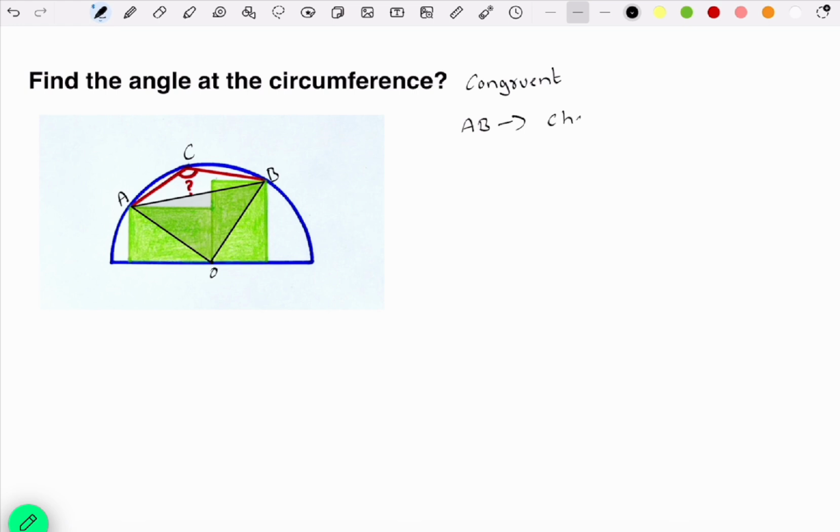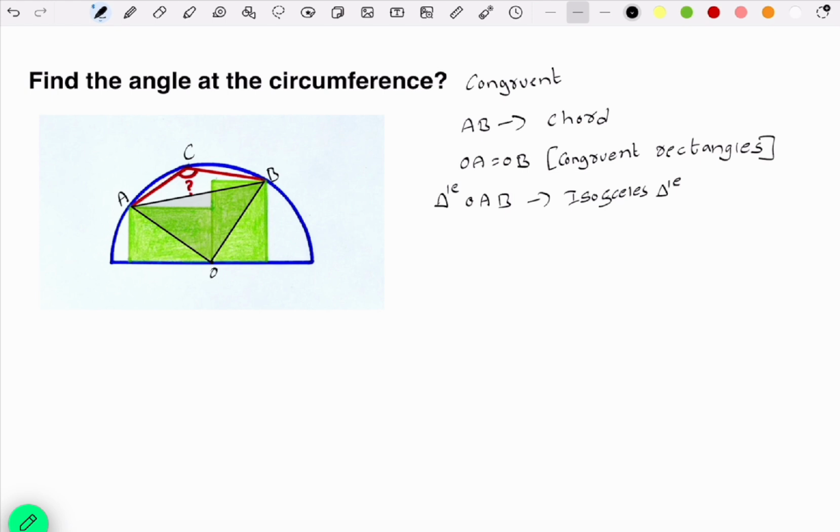AB is chord. Now can I say OA is equal to OB? You can ask, when they are not the radius, how are they equal? They are equal because those two rectangles are congruent. In congruent figures, the corresponding sides, angles and their diagonals are also equal. So OA is equal to OB because of congruent rectangles. Now triangle OAB is an isosceles triangle, right? It is an isosceles triangle because both the sides OA and OB are equal.